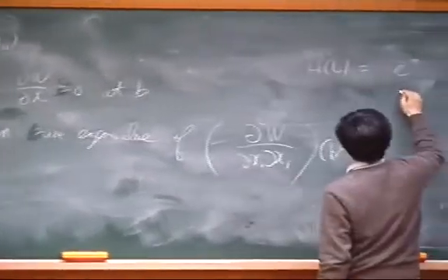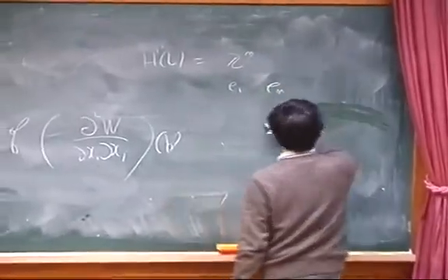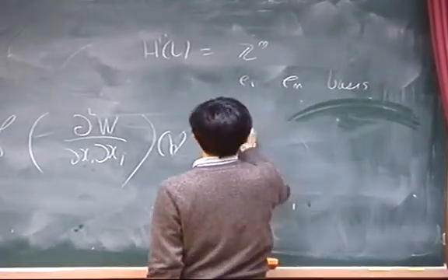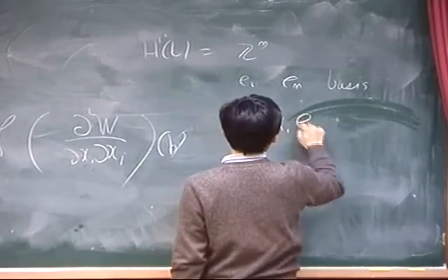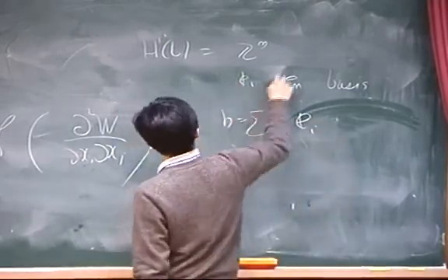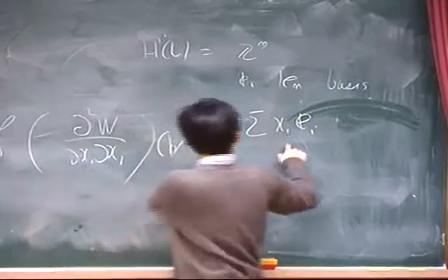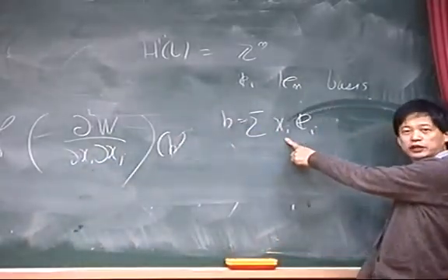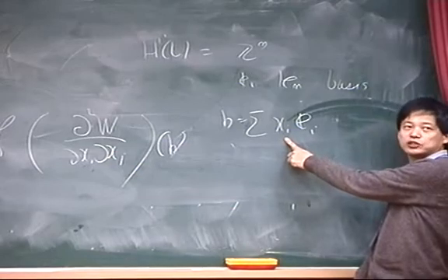This is a torus. E1, ..., En is a basis, a natural basis. And I will write this as Xi, Ei. So Ei is just a coordinate here. And you use this coordinate, and W is a function of this Xi, a natural coordinate of the first cohomology of the torus.